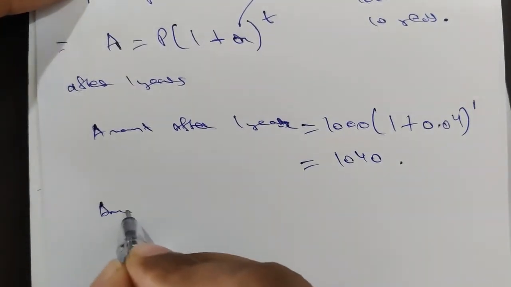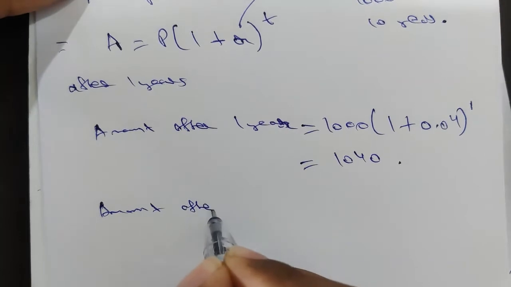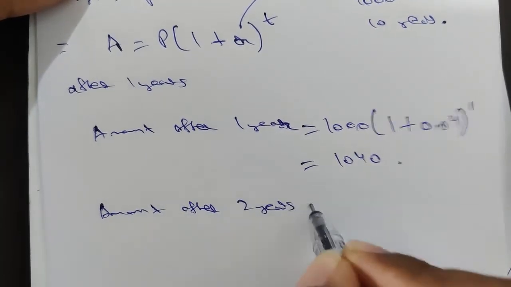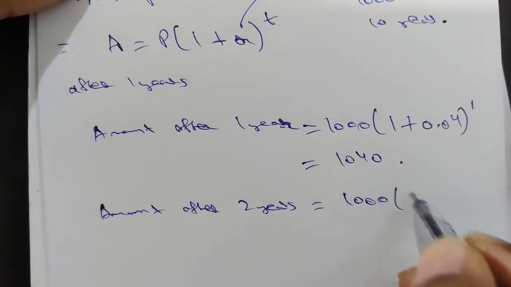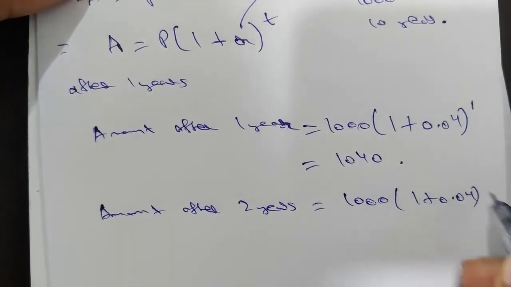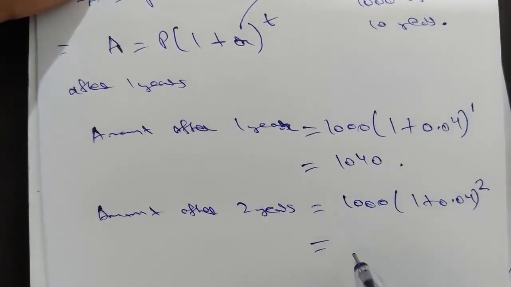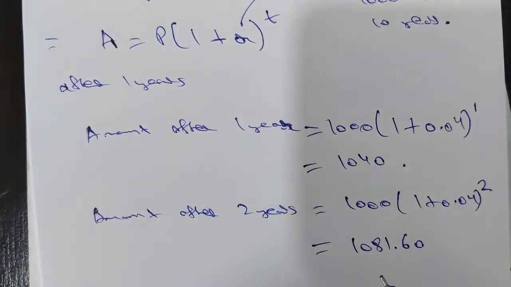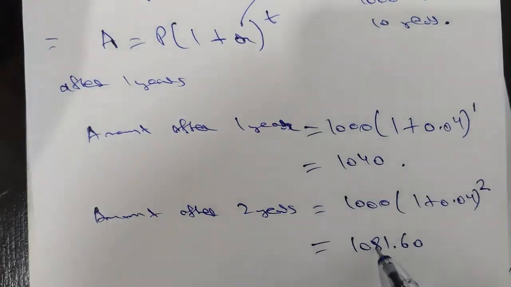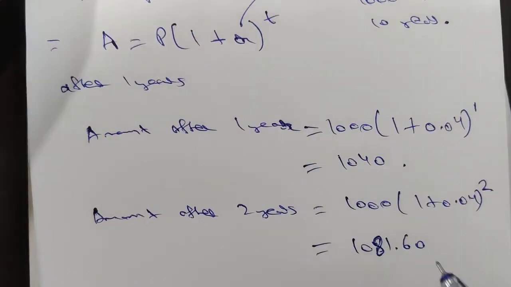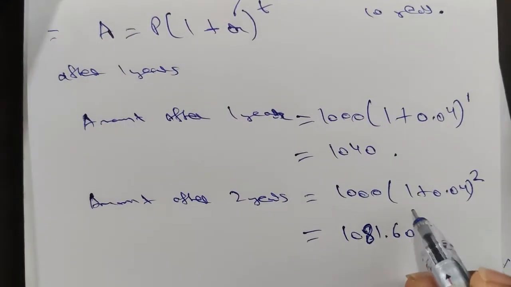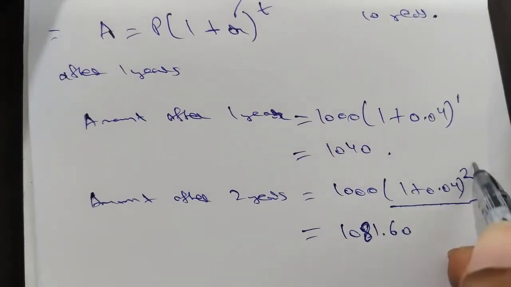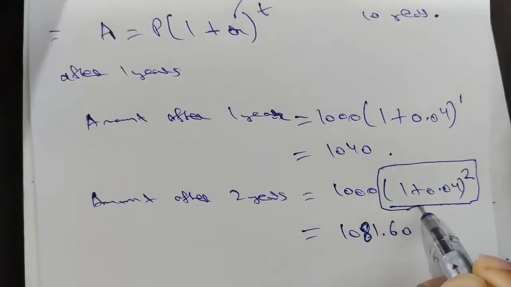Similarly, amount after 2 years, 1000 times 1.04 to the power square. What would it be? Now previous example answer was 1081.60. Not even computing this, because we know the answer from previous. So now what is happening? If we see, this is the major change.